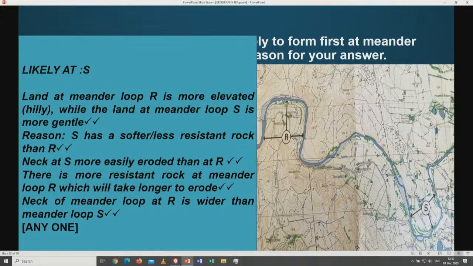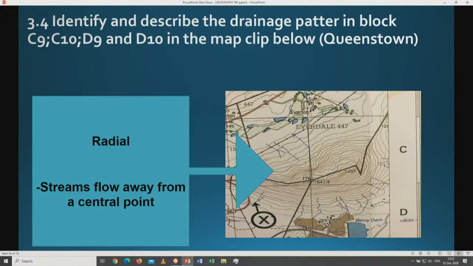Okay, now let's move forward, grade 12. Identify and describe the drainage pattern in blocks C9, C10, D9, and D10 in the map clip below. Now, I took this map clip specifically because I wanted to ask this question. I took it from the Queenstown question paper.